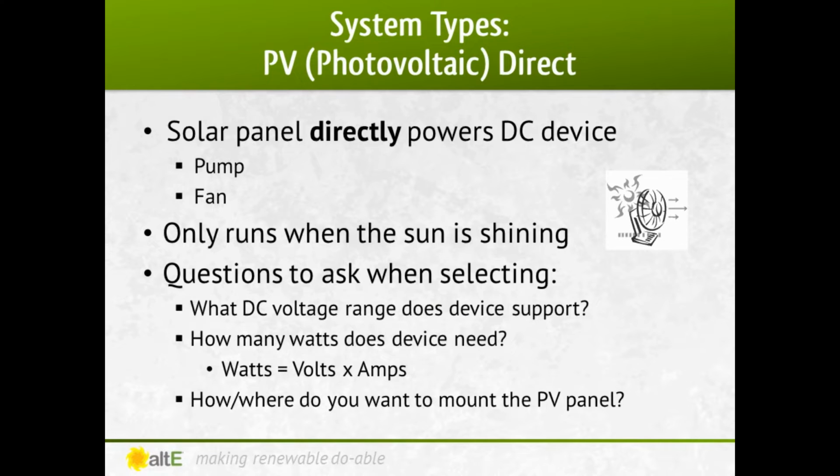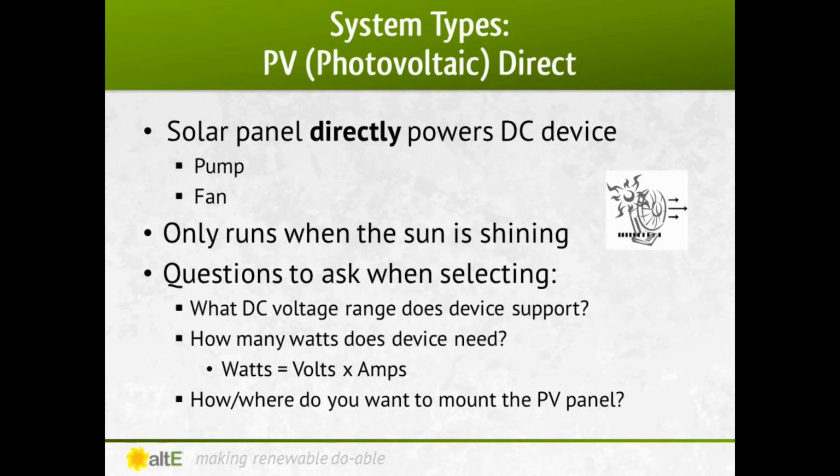The obvious advantage of a PV direct system is its simplicity. When the sun shines, the device runs. When it's not shining, the device doesn't run. It's generally fairly easy to install, and you don't have the expense and hassles of batteries.